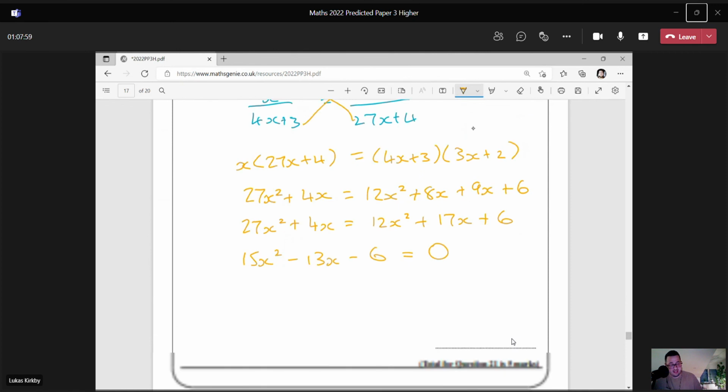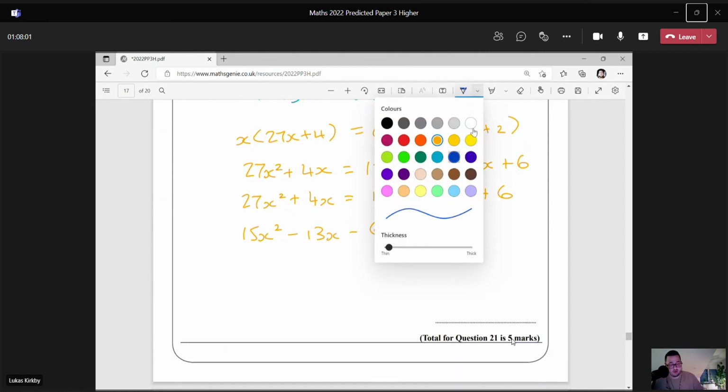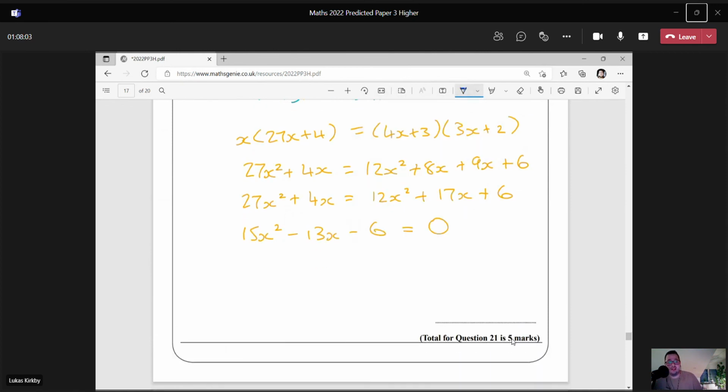Great. Now we've got this, I'm going to use the quadratic formula. So again, that's in the front of the exam.